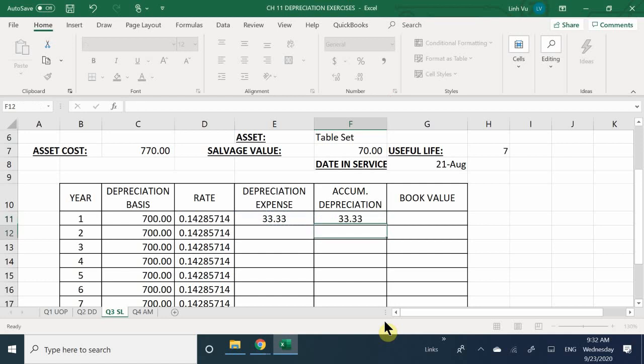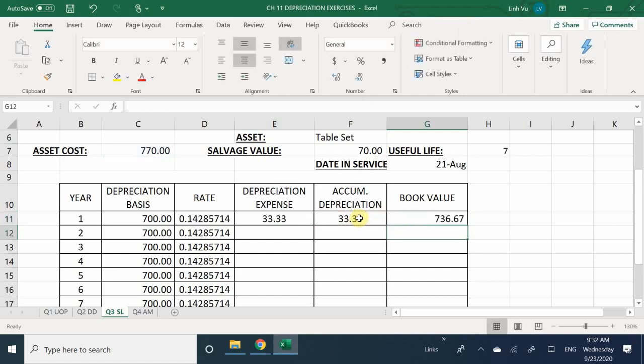All right. What's my accumulated depreciation for the first year? The same. And my book value is going to be 666, oh, sorry, 73667. What number did you use? Did you use 700? It should be 636. Okay. Remember, the formula for book value, using the depreciation basis, should be 3667.